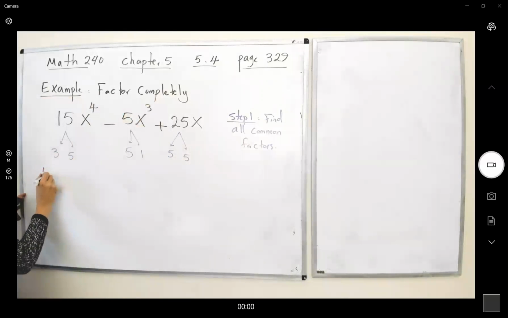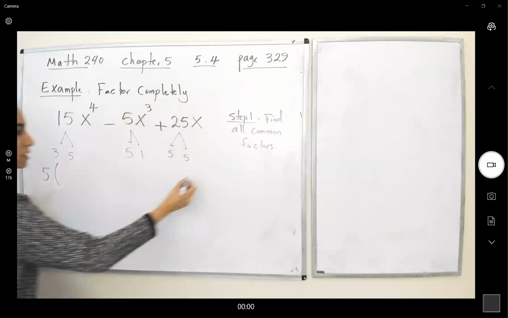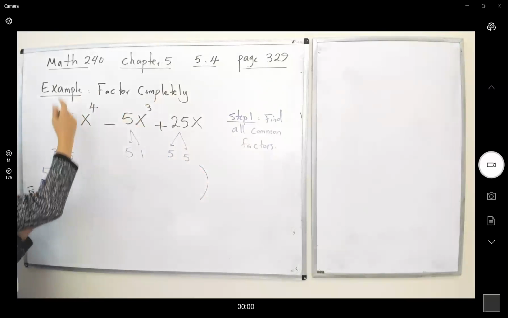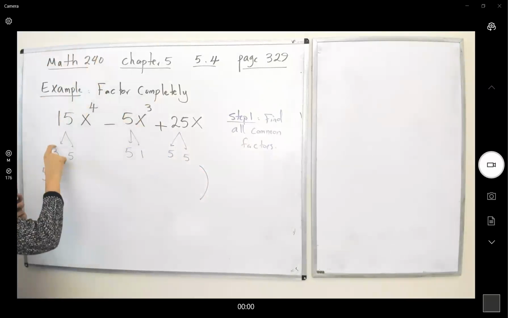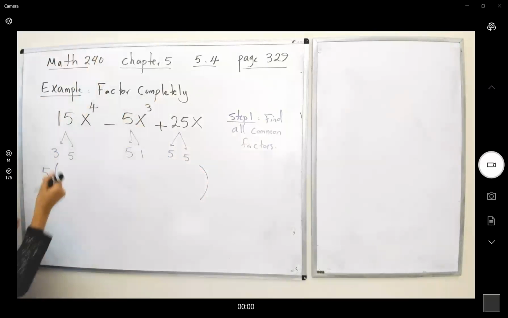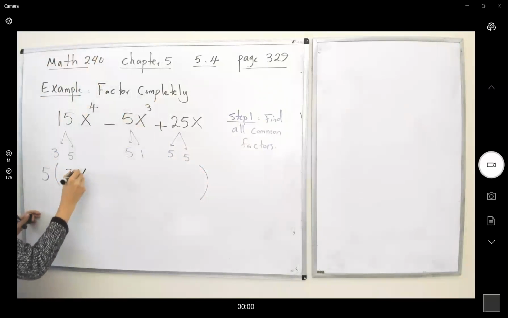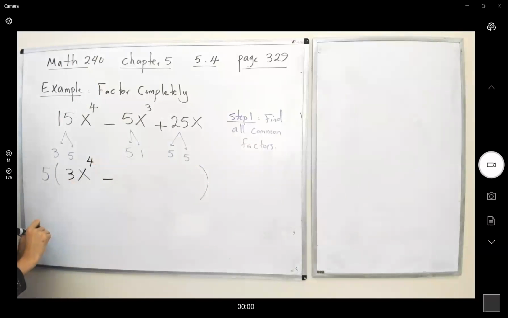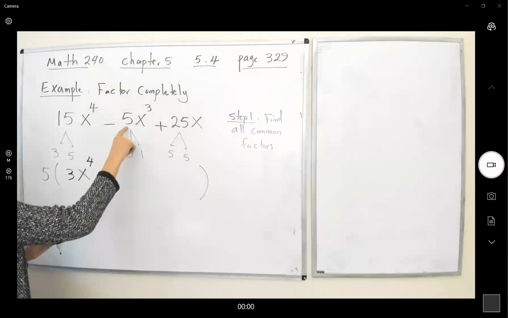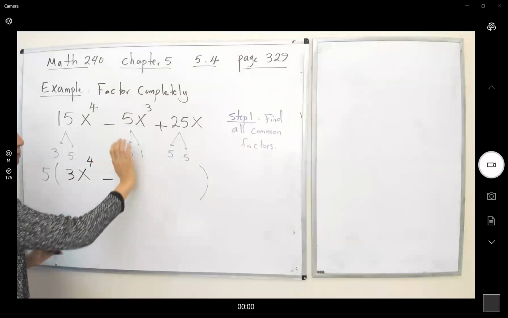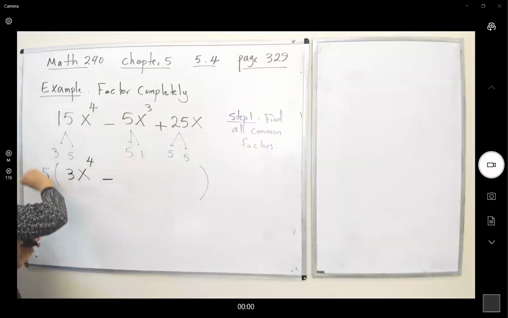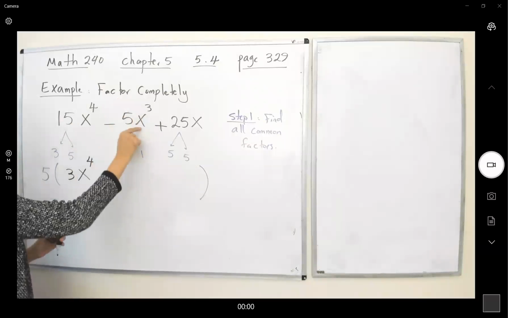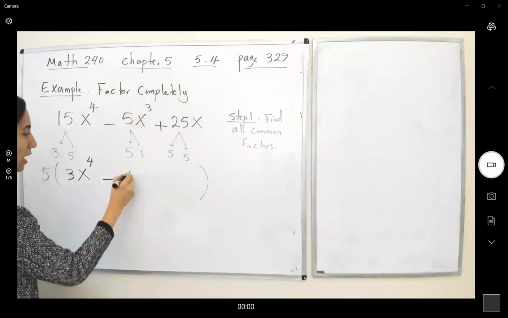I'm going to write 5 outside parentheses. By taking out 5 from 15, 15 divided by 5, I have 3 left. So I have 3x to the 4. The operation, subtraction, I'm going to copy it down. I have 5, which is 5 times 1. I'm taking 5 out of this term. So when you take out 5, you're left with 1 times x cubed, or just x cubed.